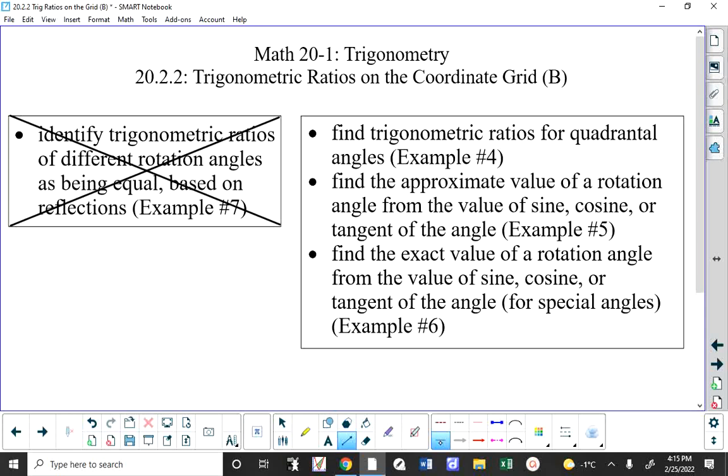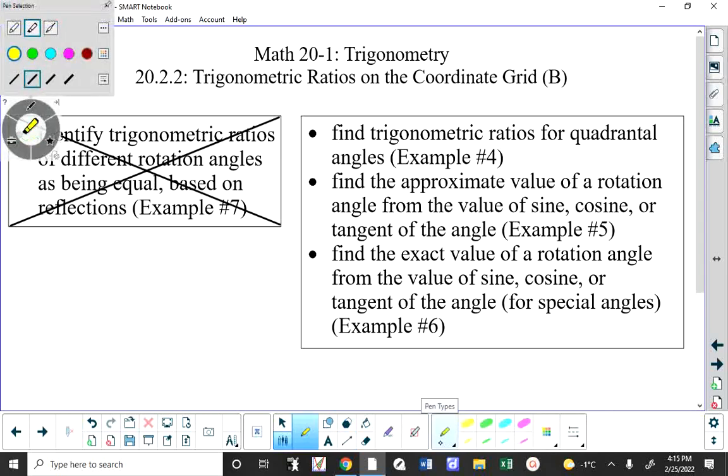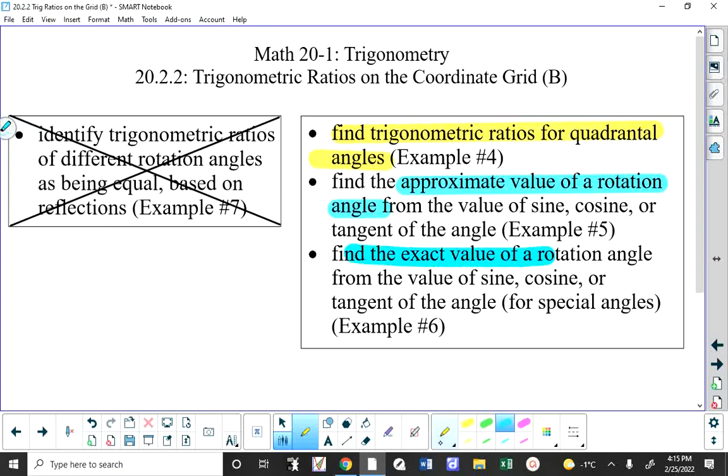What this lesson boils down to is two topics, really. Finding the trigonometric ratio for what we call quadrantal angles. And I will explain to you what a quadrantal angle is in a minute or two. And then the remainder of the lesson, even though I've got it broken down in my notes for my purpose, the remainder of the lesson is finding rotation angles. So we're going to be finding the values of a rotation angle.